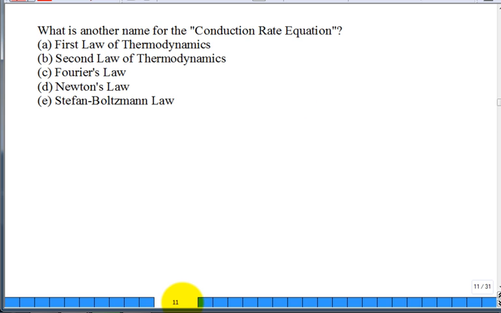What is another name for the conduction rate equation? The conduction rate equation. What is another name? Is it known as the first law of thermodynamics, the second law of thermodynamics, Fourier's law, Newton's law, or the Stefan-Boltzmann law?